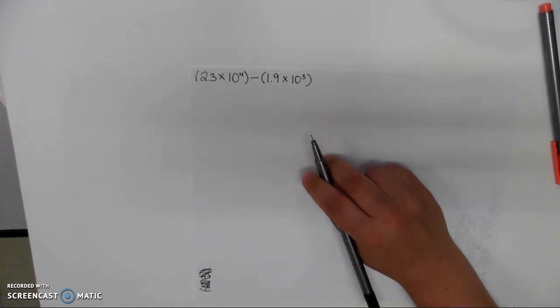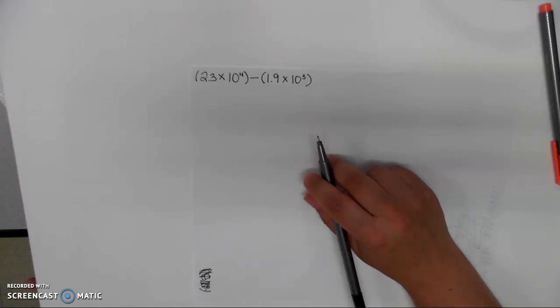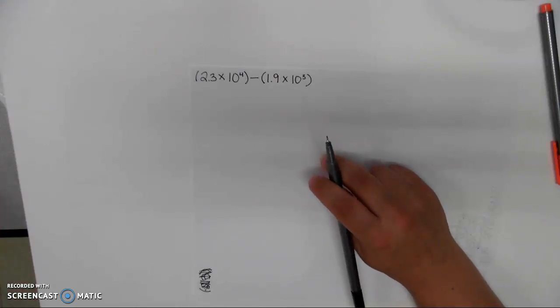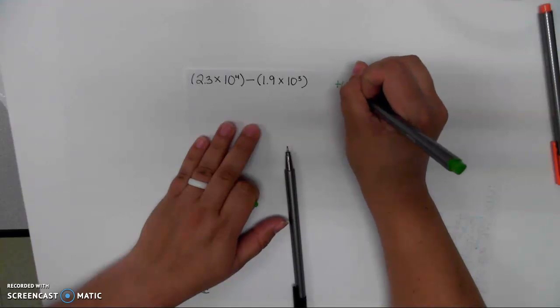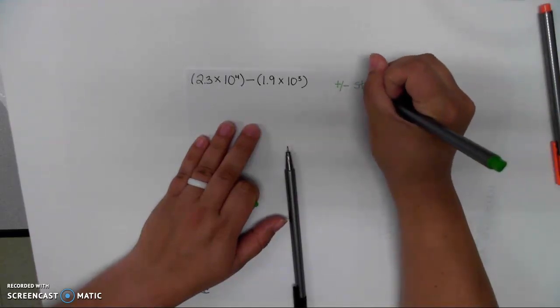So in this video, we are going to talk about operations in scientific notation. So I'm going to split it up. We're going to talk about adding and subtracting in this video. In the next video, we'll talk about multiplying and dividing. Because with adding and subtracting, you start by looking at the exponent.